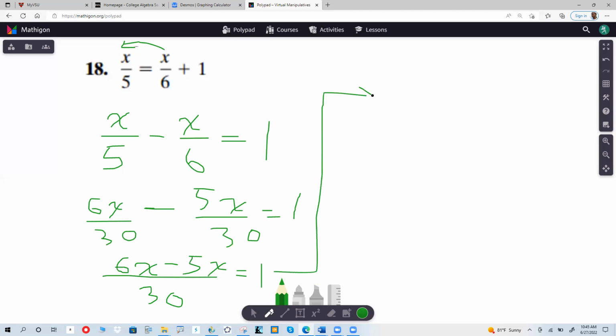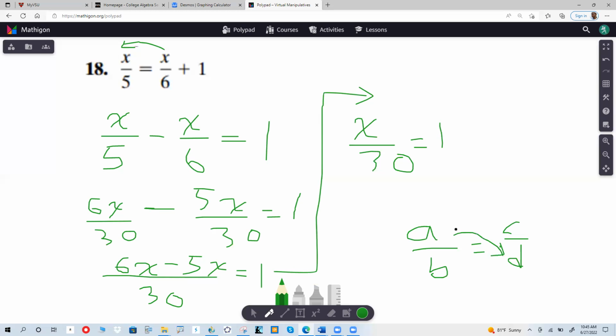6x minus 5x is x over 30 equals 1. And remember cross multiplication, which your teacher taught you a long time ago. What does that mean? This and this are multiplied and written on one side, and this and this are multiplied and written on the other side. Doesn't matter which one you start first. AD is equal to BC.